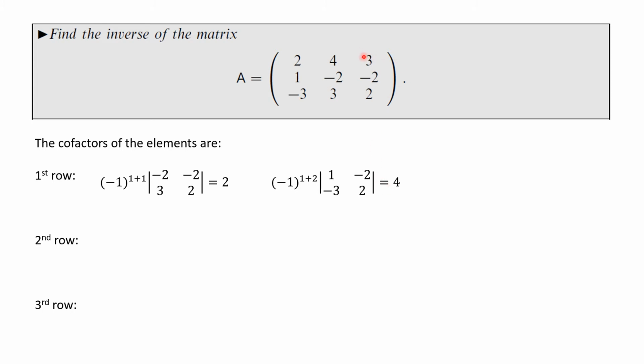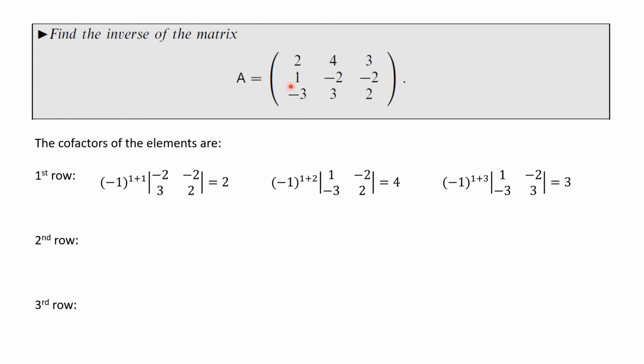For your A13, we have negative 1 raised to 1 plus 3 times the determinant of the square matrix composed of your 1, negative 3, negative 2, and 3. Negative 1 raised to 1 plus 3 is equal to 1 times the determinant of the square matrix. We get a value that's equal to 3.